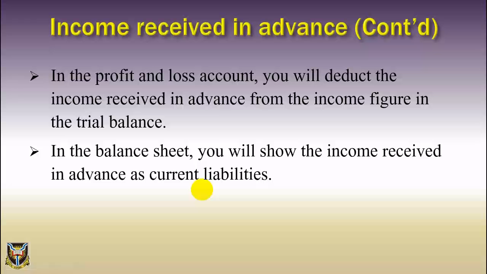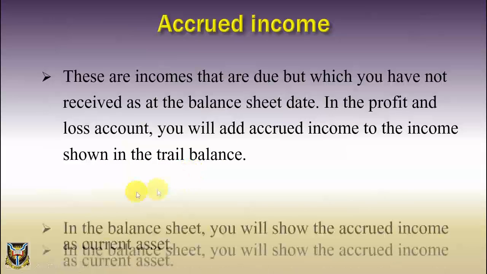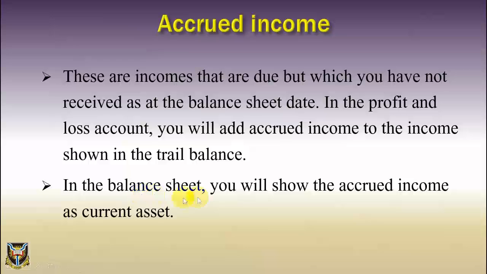E. Accrued income. These are incomes that are due but are not received as at the balance sheet date. In the profit and loss account, you will add accrued income to the income shown in the trial balance. In the balance sheet, you will show the accrued income as current asset.